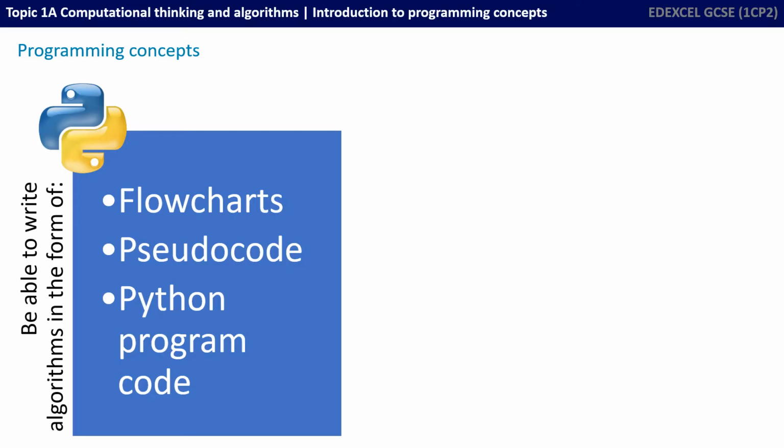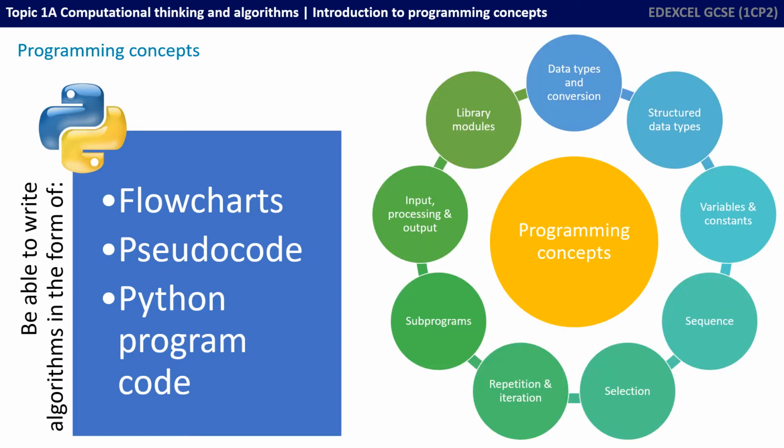So there are several programming concepts that you're going to need to be aware of, and you're going to need to be able to write algorithms in the form of flowcharts, pseudocode, and also in Python program code. You're going to need to be aware of data types and conversion, structured data types, variables and constants, sequence, selection and iteration, how to use subprograms, how to input, process and output data, and how to handle a number of different library modules.